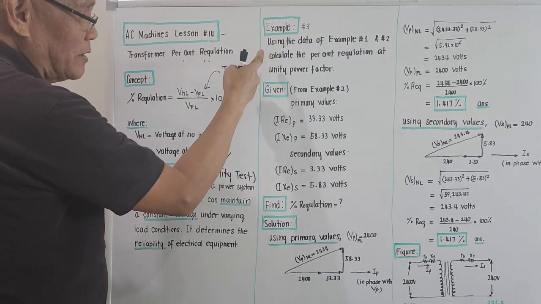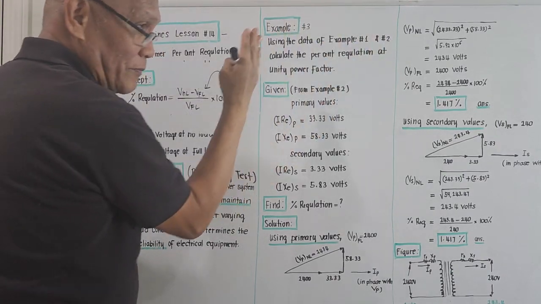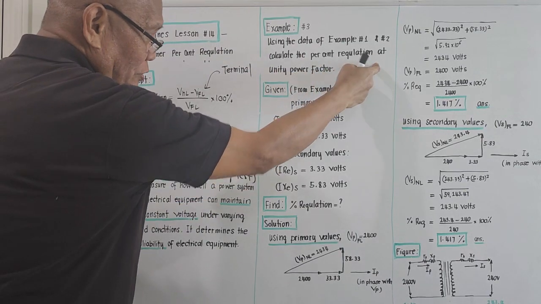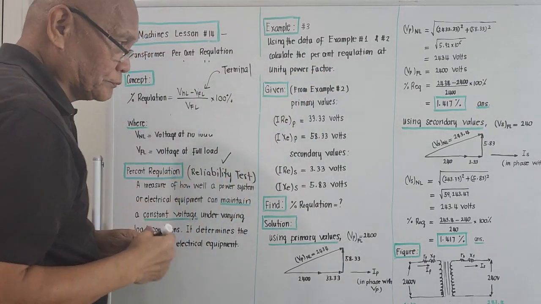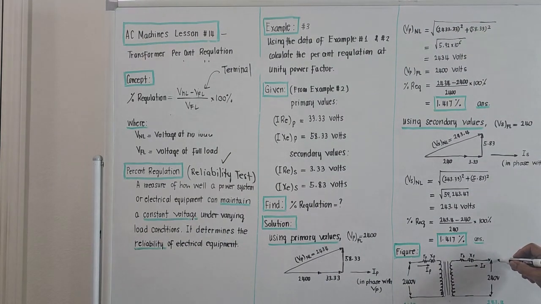I will try to read example number 3. Using the data of example number 1 and number 2 from lesson 13, calculate the percent regulation at unity power factor. There is a load here, and the power factor is unity. It is equal to 1.